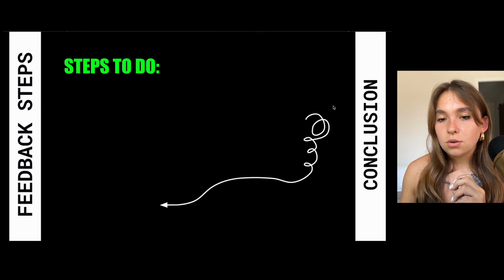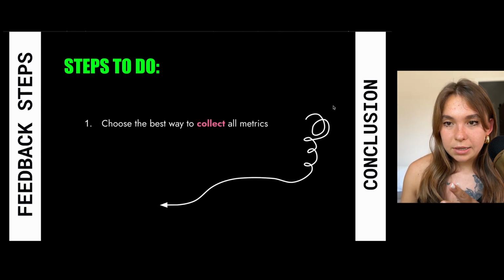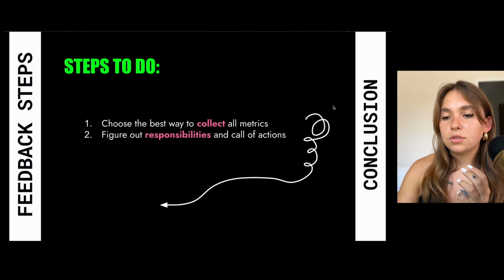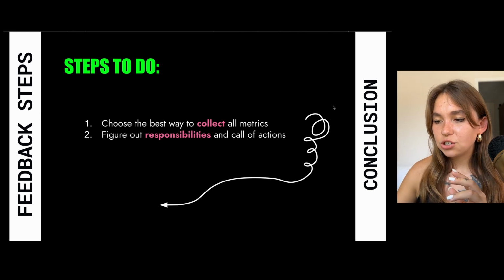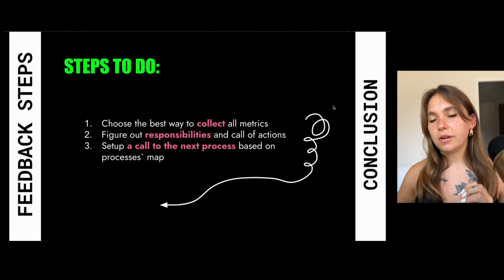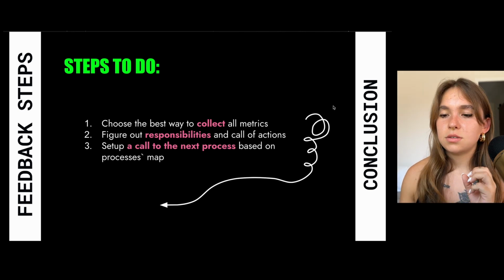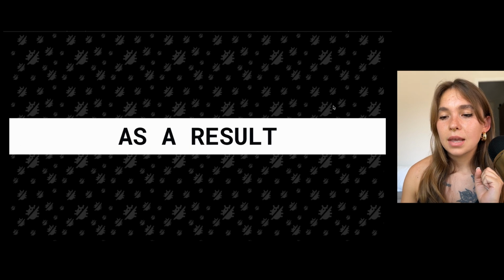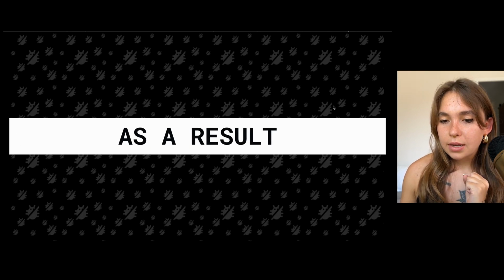Okay, fine. So steps to do here: choose the best way to collect all metrics, figure out responsibilities and calls to action, and set up a call to the next process based on the process map. Very, I think, transparent, easy. So yeah. Okay. As a result, what do we have?